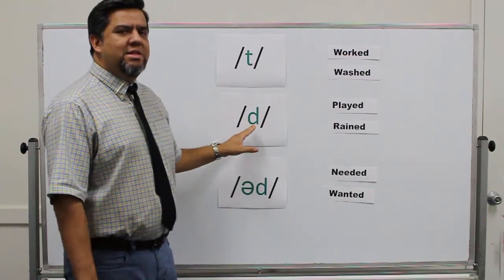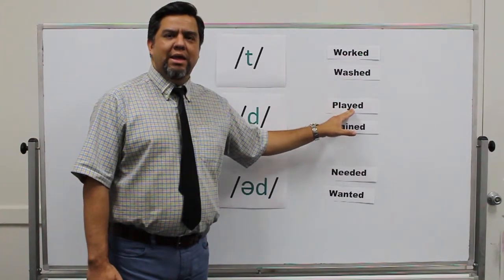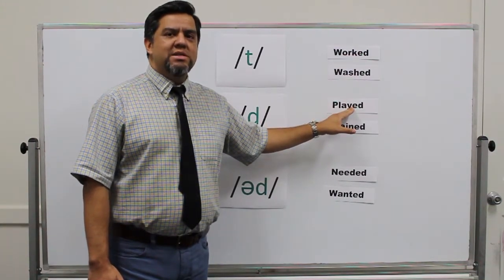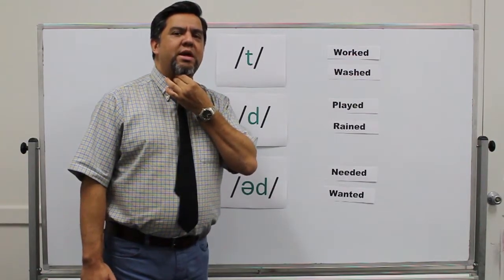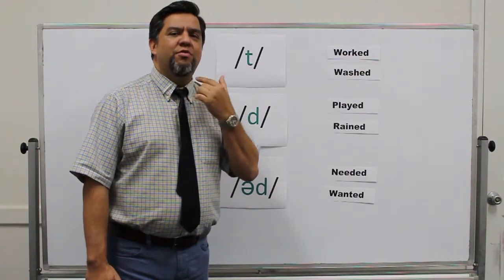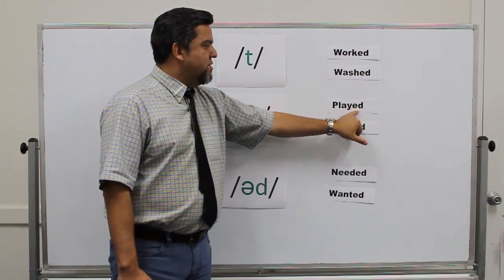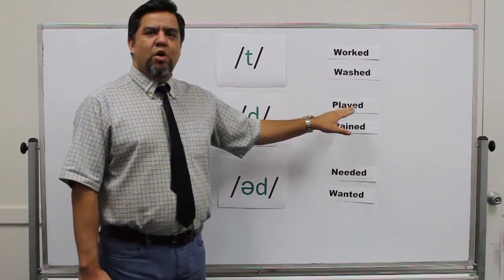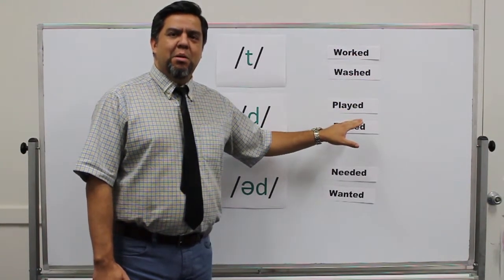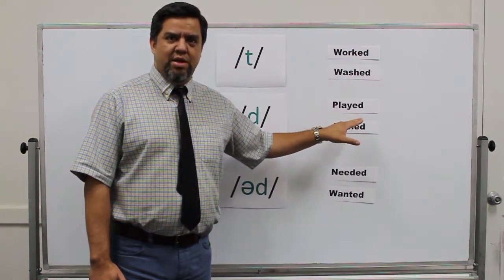Second group, D sound. Example number one, the verb play. If you hear the last sound on the verb play, if you put three fingers on your throat, it's E. You could feel the vibration in your throat. Therefore, the correct pronunciation for this ED will be D. So the verb sounds like played. I played soccer with my friends last weekend.